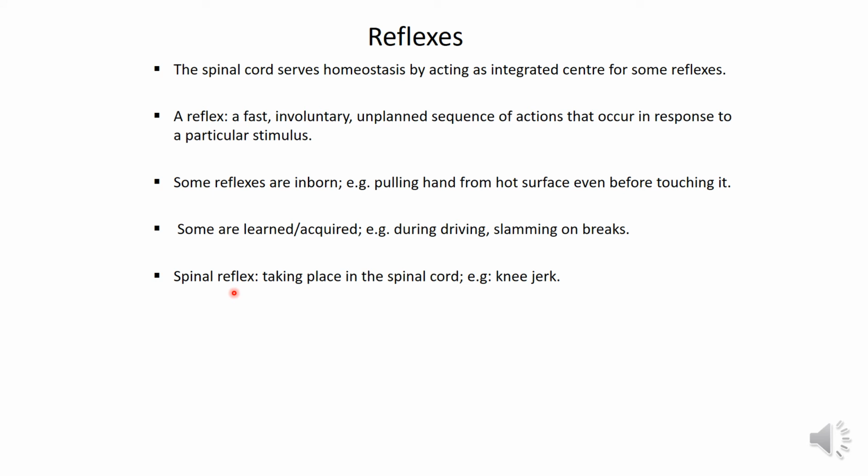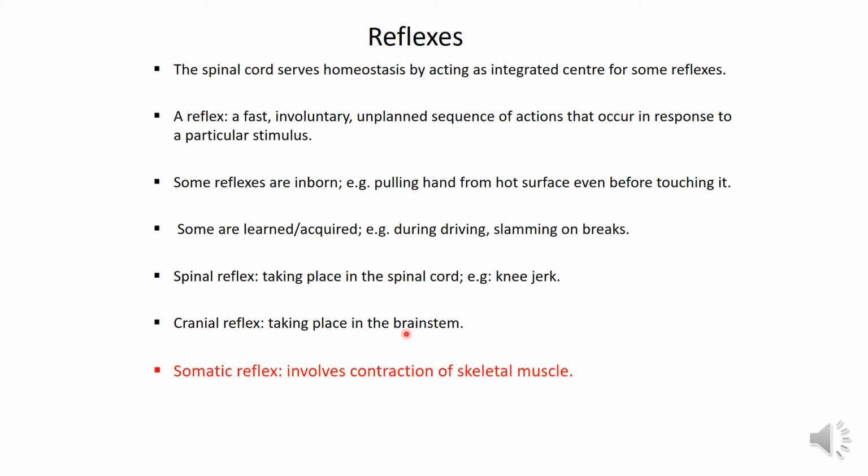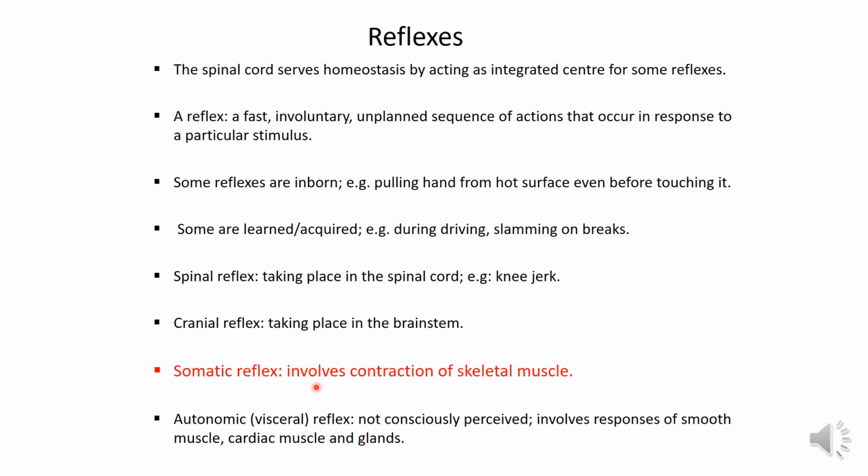Spinal reflex means the reflex center is located in the spinal cord, for example the knee-jerk reflex. Cranial reflex, the center of the reflex is present in the brainstem. What is the somatic reflex? Somatic reflex involves contraction of skeletal muscle. The reflex that produces contraction of the skeletal muscle is known as the somatic reflex. The autonomic reflex, like the micturition reflex or the defecation reflex, is mediated by the autonomic nervous system, like the baroreceptor reflex affecting the cardiac muscles.